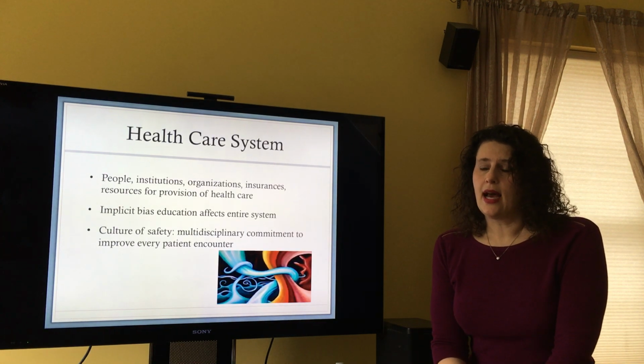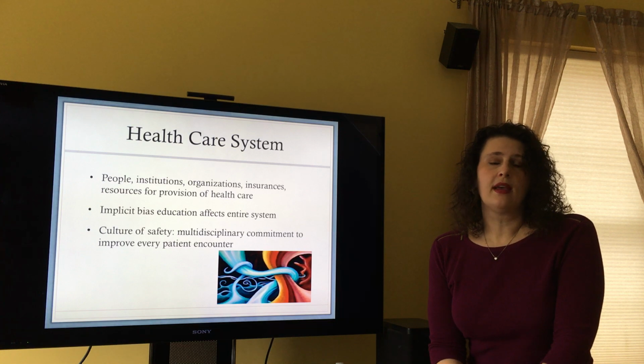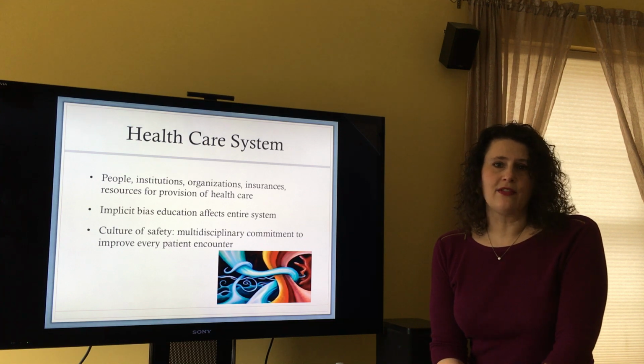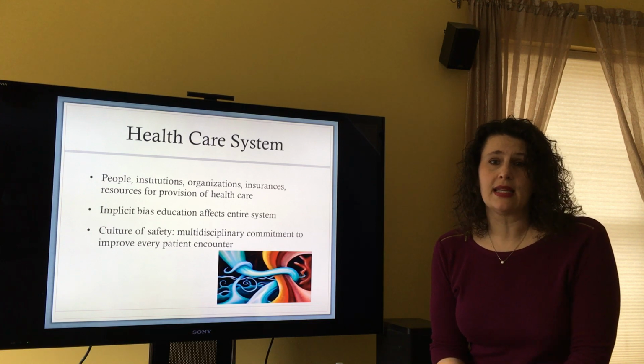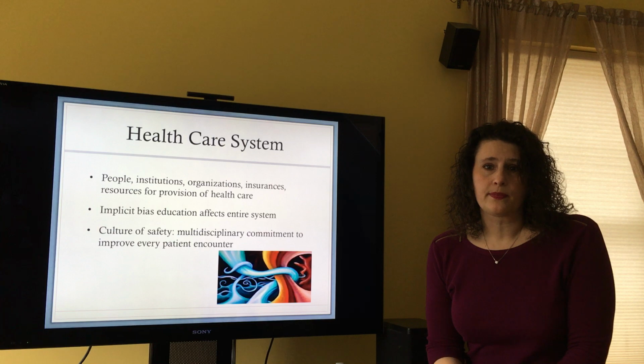Equal care, not colored by implicit bias, is crucial to maintaining optimal health and patient care outcomes and preventing healthcare disparities. This project was not developed with a specific component or discipline of the healthcare system in mind. It applies to the healthcare system as a whole.